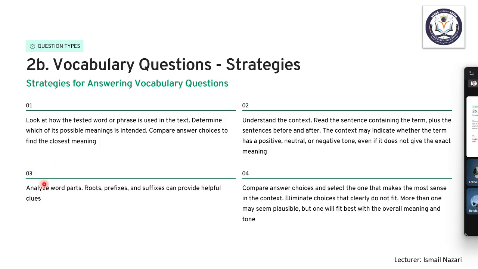The third step is analyze the word parts. Those word parts could be the root of the word, the prefix used in that word, or the suffix used in the word, and then we can make a guess. After that, we compare the answer choices and select the one that makes the most sense according to the context. Then we can go to the process of elimination. We will eliminate the answer choices that are wrong and do not fit the meaning of the word based on the context.